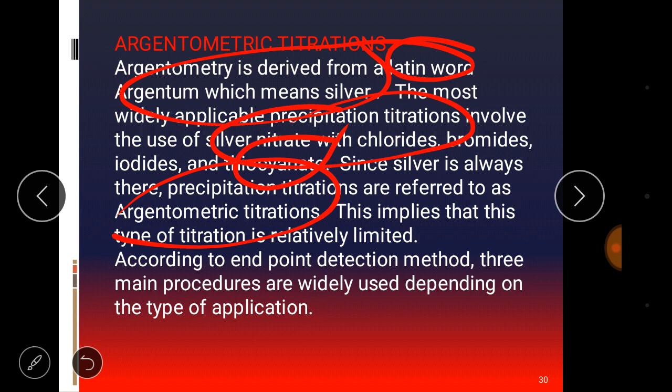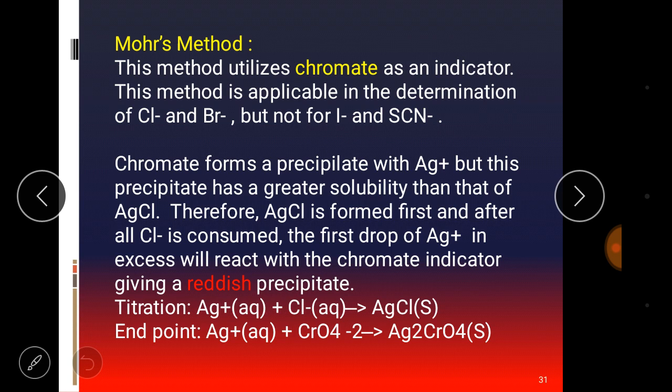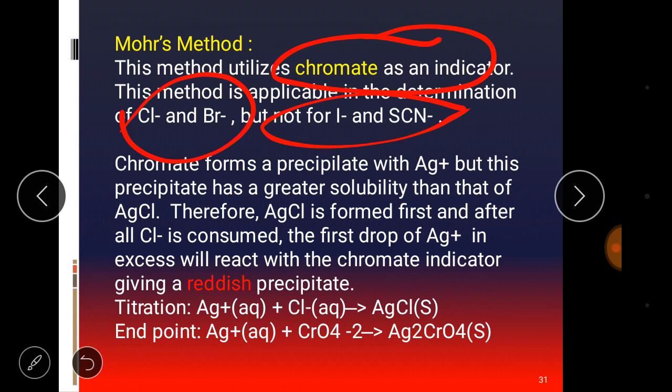According to the endpoint detection method, we have three main procedures: Mohr's method, Volhard's method, and Fajans' method. Now look at Mohr's method, very important. This method utilizes chromate as an indicator. So the question: which indicator is used in Mohr's method? Simply chromate is used as the indicator. This method is applicable in the determination of chlorides and bromides, but not applicable for iodides and SCN minus.